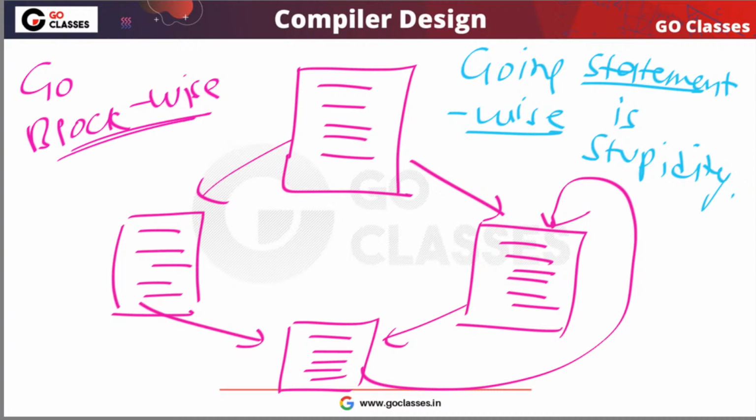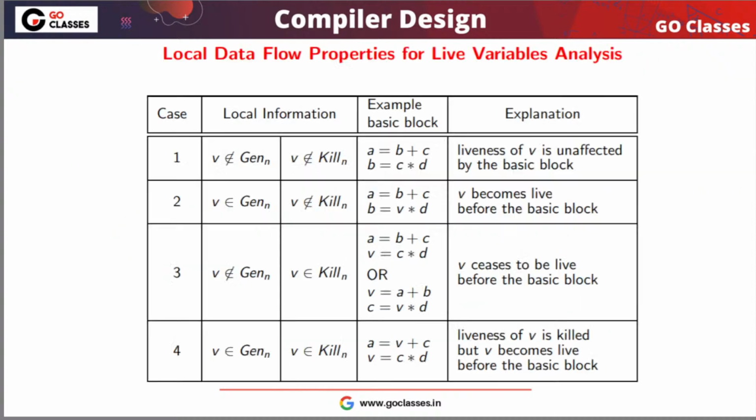For each block you find what are the defined and what are the used, and like this. This is a very nice table if you want to understand what this liveness analysis actually means. What does this situation mean, can anyone tell me? V is neither used nor defined. Then what does it mean? It means that liveness is not affected by this block. This block is not affecting the liveness, correct or not?